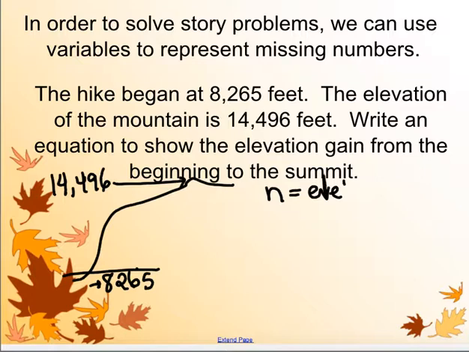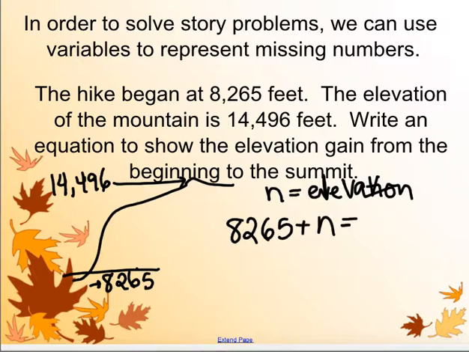Oops, sorry, I can't spell on this board sometimes. There we go. So when we create some equations for this, one way that we could do it is say, well, I know that I started at 8,265. I had to add a certain elevation to get to 14,496.